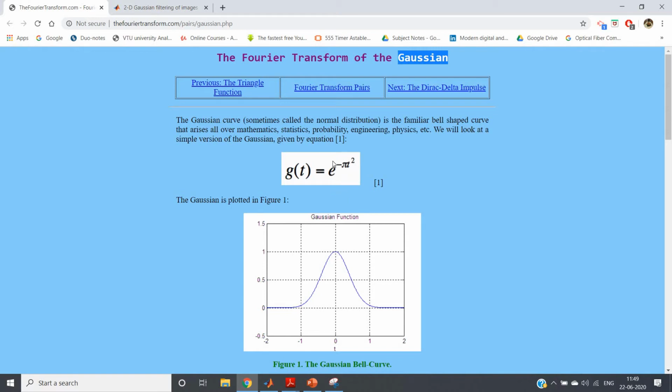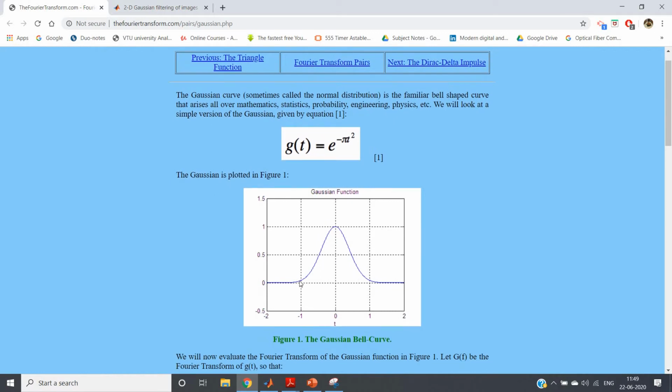If you plot this particular equation, you will have this kind of nature, and if you take the Fourier transformation of this equation, what will you get? You will get the same, that is the Gaussian filter in the time domain. If you take it in the frequency domain, it will be the Gaussian filter itself. If this kind of response is present in the frequency domain, what kind of filter is this? Nothing but a low pass filter, because at lower frequency the magnitude is high and as frequency increases the magnitude response decreases. That means it will attenuate the high frequency components, which is nothing but a low pass filter.